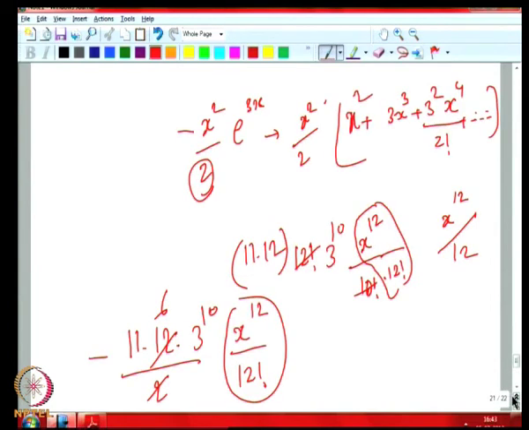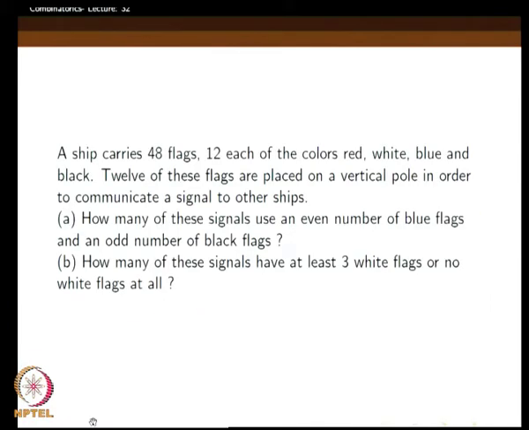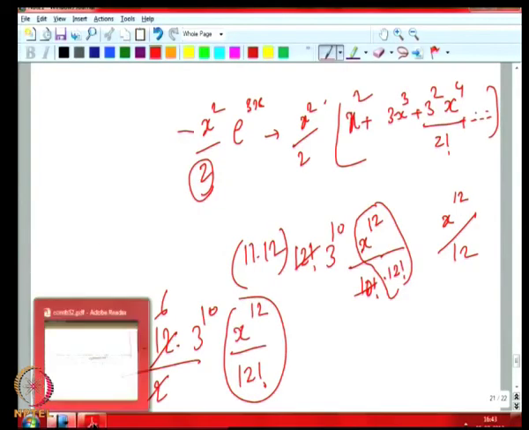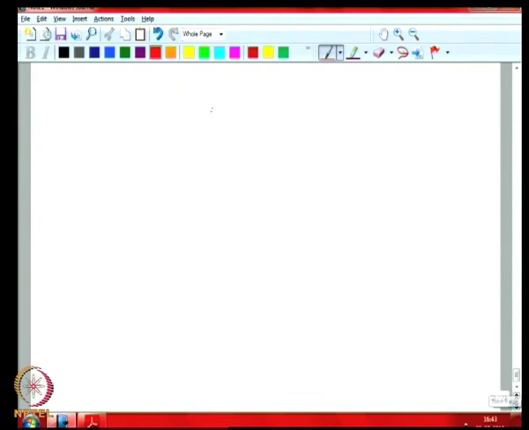Now, the next question is this: a company hires 11 new employees, each of whom is to be assigned to one of 4 subdivisions. Each subdivision will get at least one new employee. In how many ways can these assignments be made? So, let us say subdivisions are called A, B, C, D. 11 people are coming. They are different people of course.